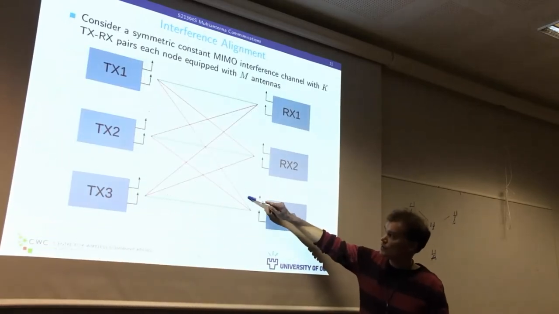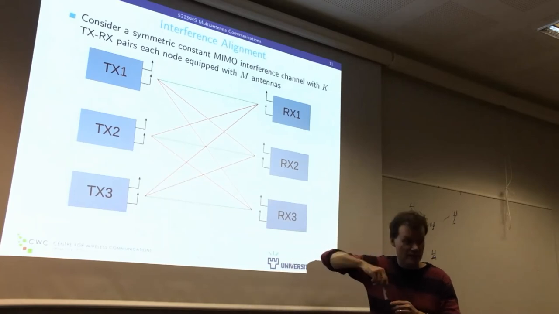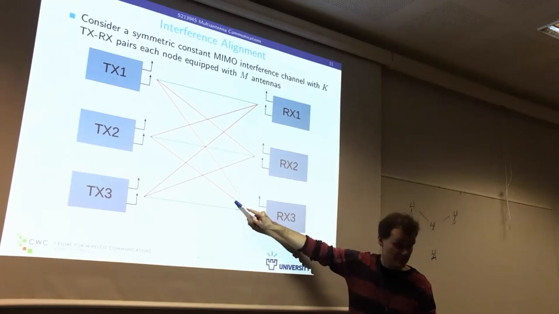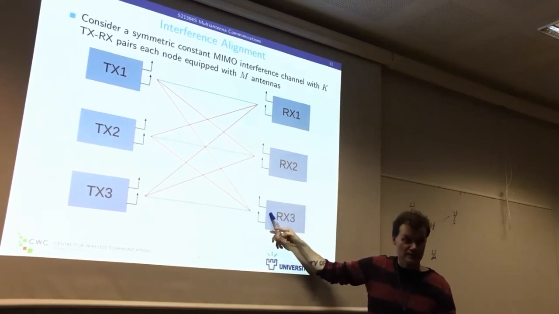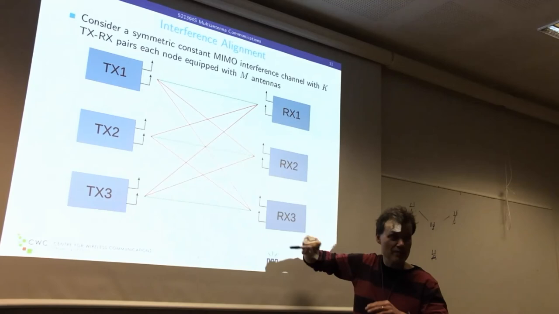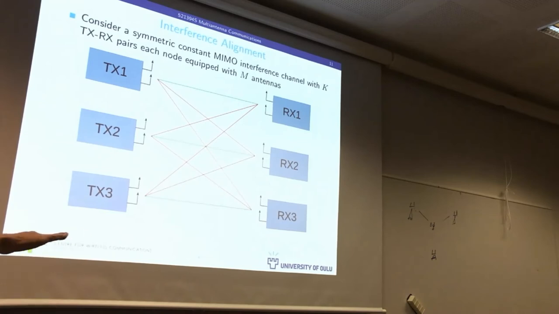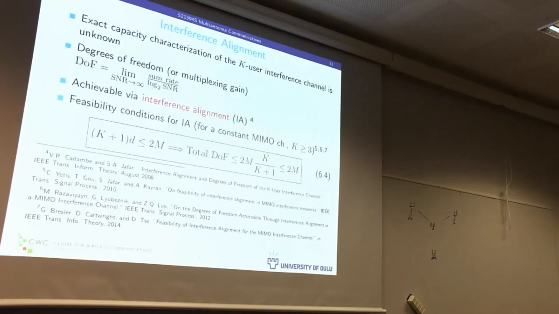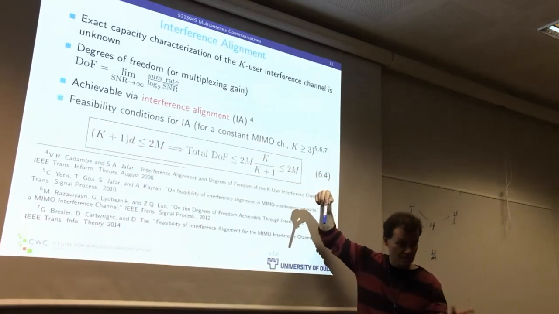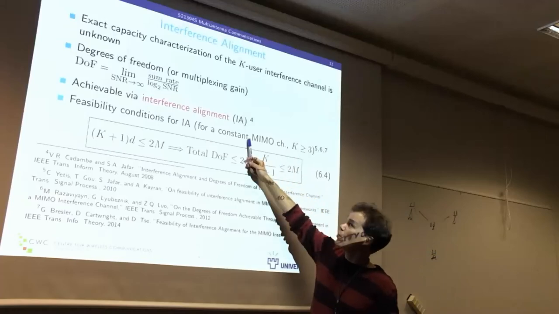That is, is there a solution such that for these beamformers or these projections, it would be feasible, right? You can ask, is there a solution that could align these two transmitters in the null space of this receiver? And is there a solution that would align transmissions of TX1 and TX3 in the null space of receiver 2? You can write a system of equations, right? Feasibility conditions, basically a system of equations. And analyzing those feasibility conditions, with just algebraic manipulations, you can come up with the feasibility conditions for interference alignment for this constant channel.